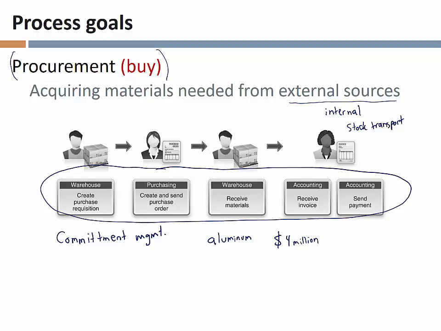Now, if we look at this business process, we create the purchase requisition, and we create and send a purchase order for $4 million of aluminum to the aluminum company. We sent that out as a purchase order. What's one of the things that you know that's significant about a purchase order? What's that? It's an authorization. What else? It's a legally binding document. So we have sent out this purchase order to another organization, and they have accepted it and said, yes, we will send you $4 million of aluminum.